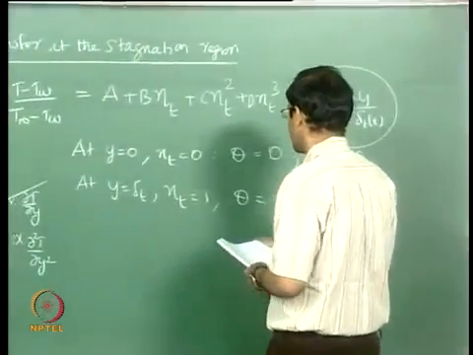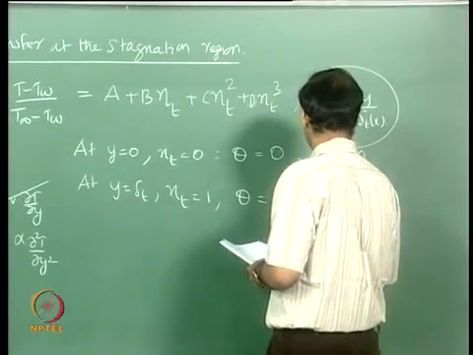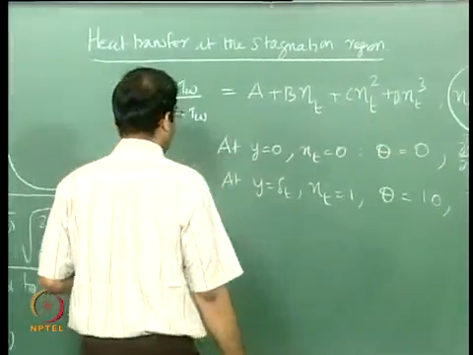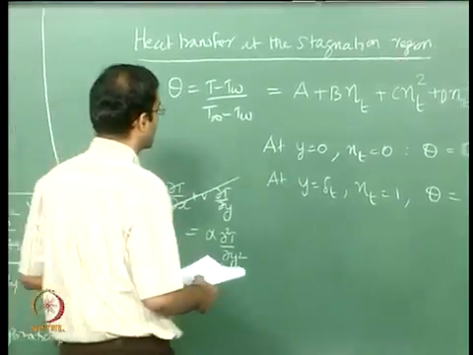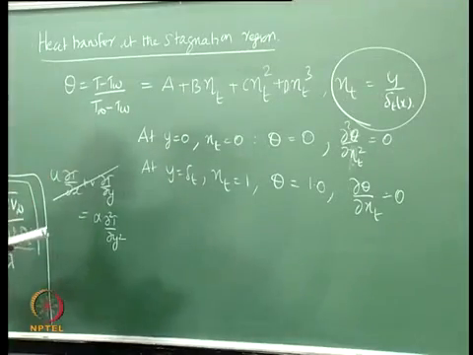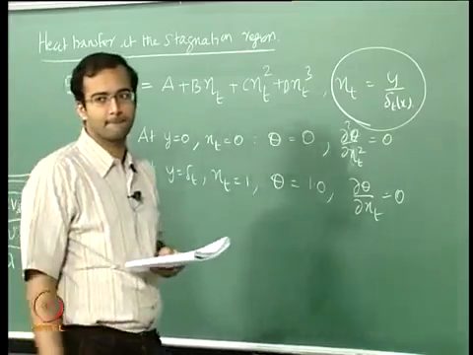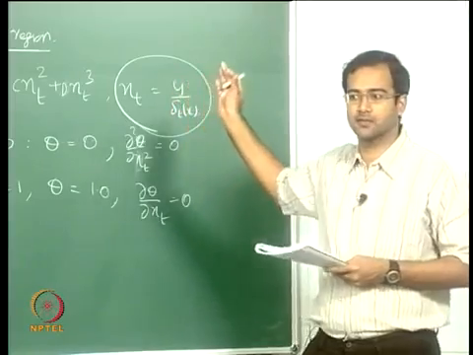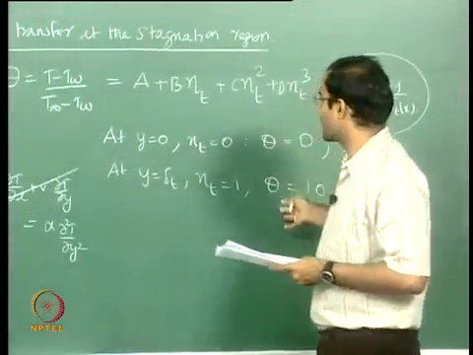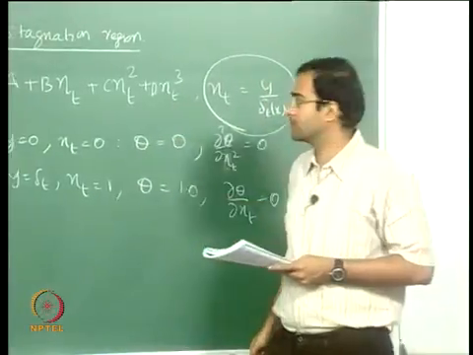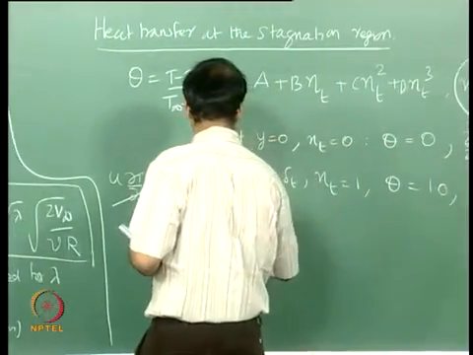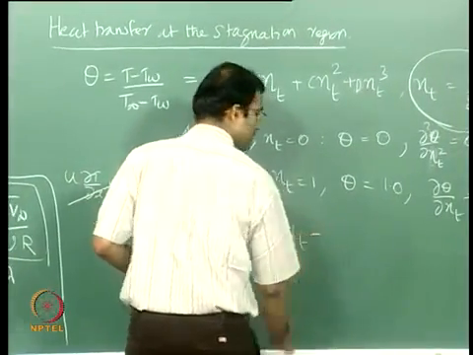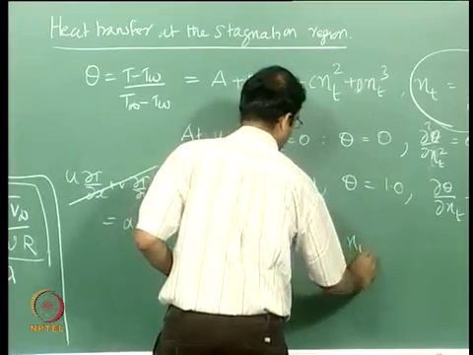At y equal to delta t, d theta by d eta t should be equal to 0. So now you have the required boundary conditions, you can get the profile for theta. We have already done the same thing for the Blasius solution, we have assumed a cubic profile with the same boundary conditions. So what was the profile? 3 by 2 eta t minus 1 by 2 eta t cube.